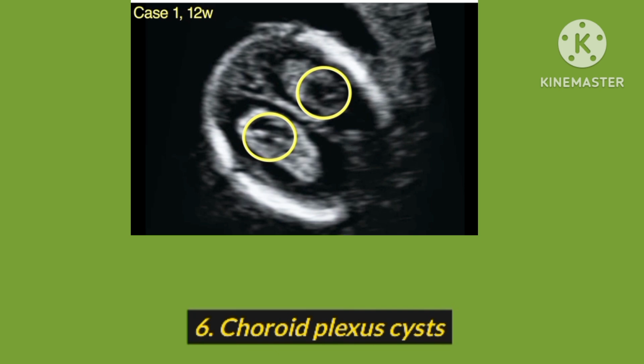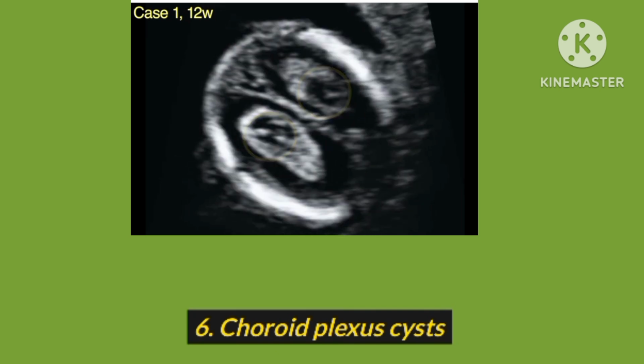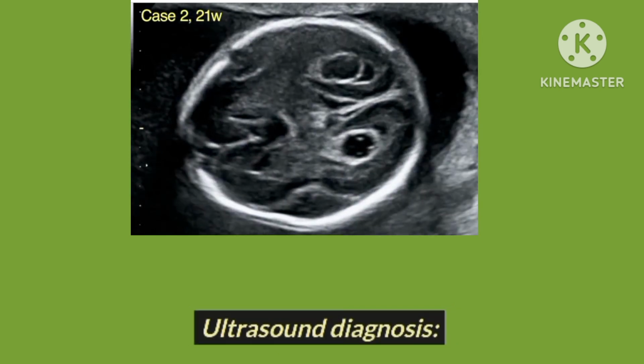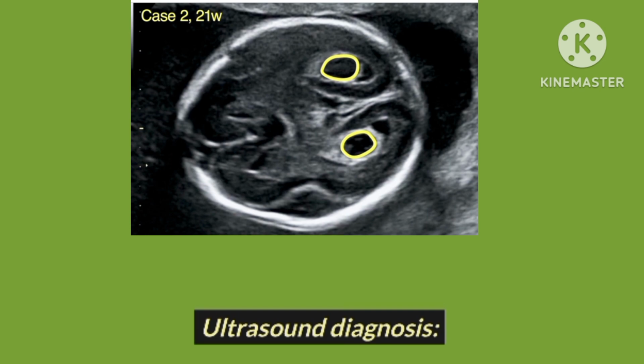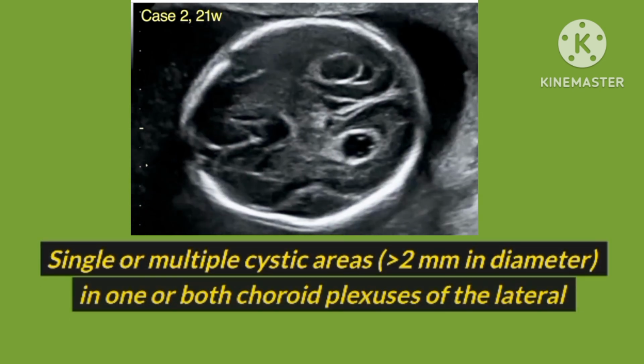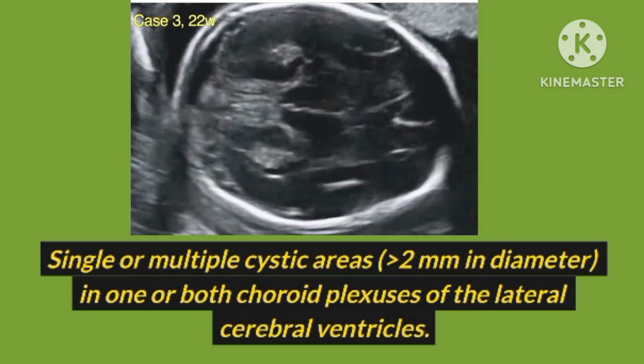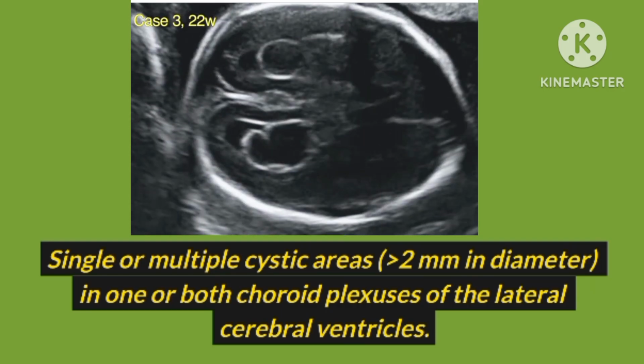Number 6. Choroid plexus cysts. Ultrasound diagnosis. Single or multiple cystic areas more than 2 millimeters in diameter in one or both choroid plexuses of the lateral cerebral ventricles.